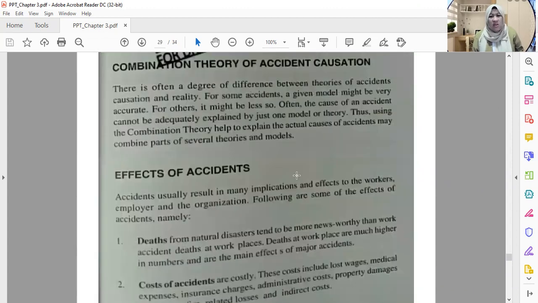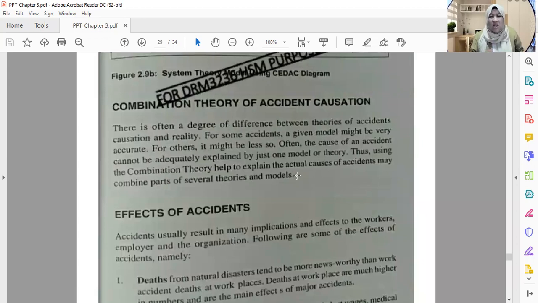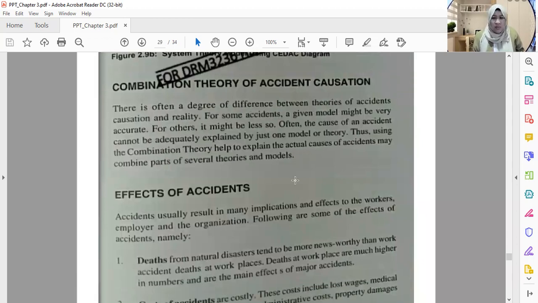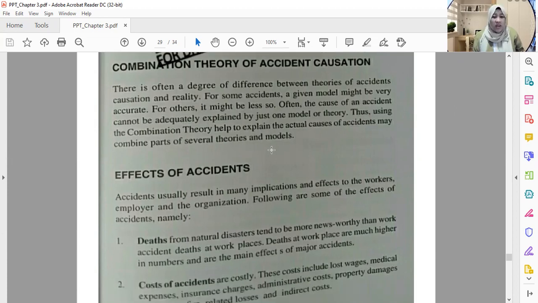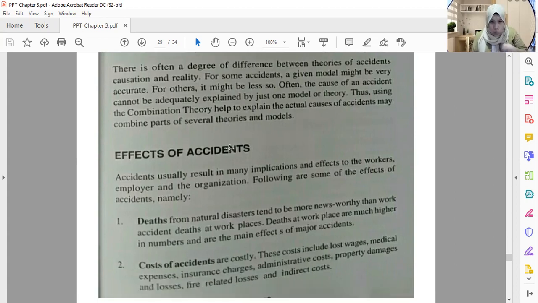Actually they are not at the right step on this. The direction is right, but I'm just going to go with the flow. Alright, so there is often a degree of difference between the theories of accident stated here. For some accidents, a given model might be very accurate; for others, it might be less so. Thus using the combination theory helps to explain the actual process of an accident and may combine parts of several theories and models.